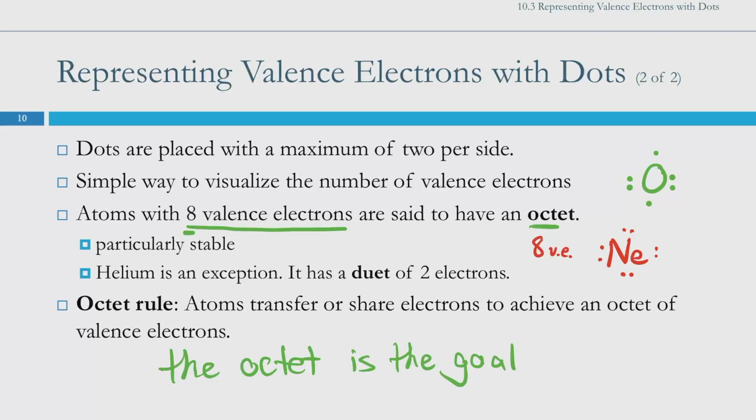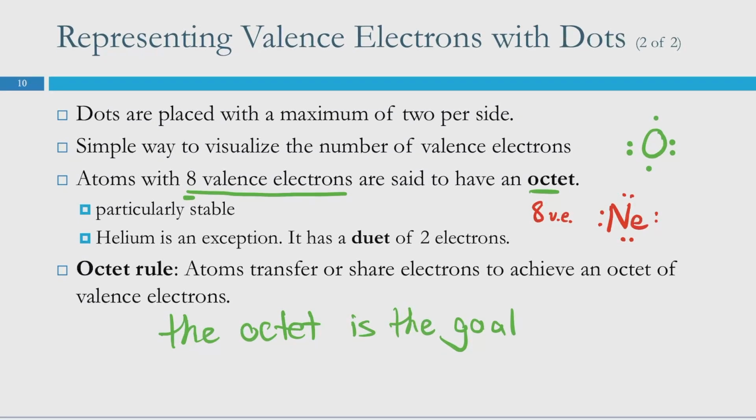So when we're doing Lewis structures, we're putting them together with the goal of getting octets on everything. Everything needs an octet, or at least should be as close as possible to having an octet.